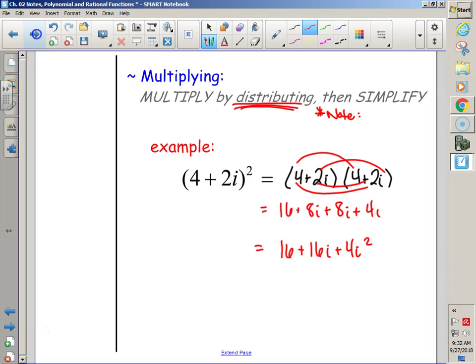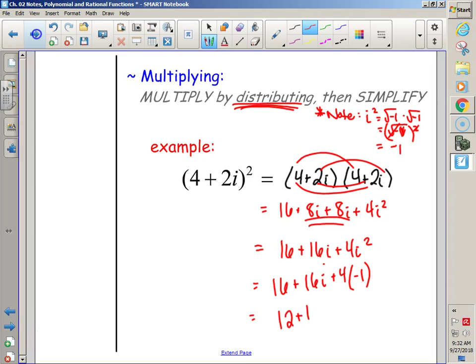So question, did we simplify by combining like terms? Yeah. But is that enough? No. Because we just talked about how i squared is the same thing as square root of negative 1 times square root of negative 1, which is the same thing as square root of negative 1 squared, which is the same thing as negative 1. This is real. Don't make it look imaginary, because it's not. It's going to end up being 16 plus 16i plus 4 times a negative 1, which ends up being 12.